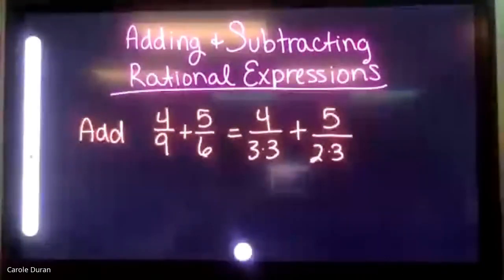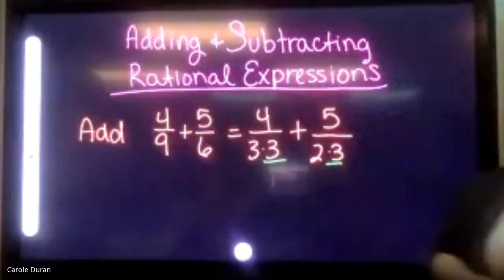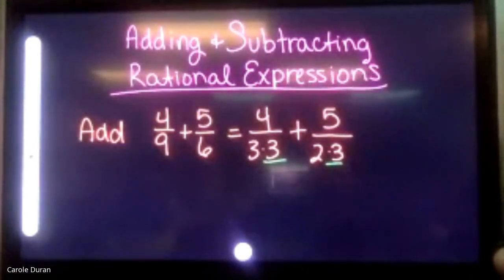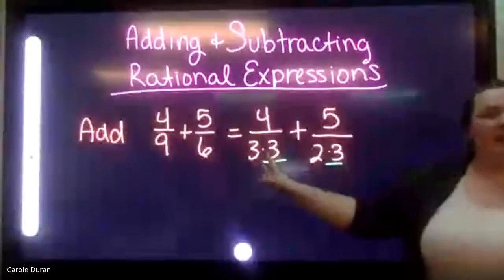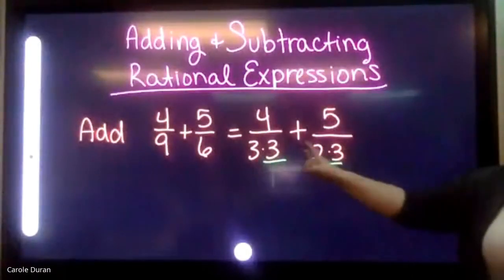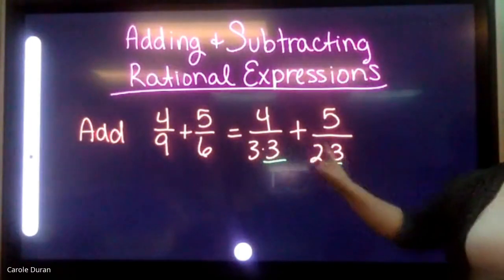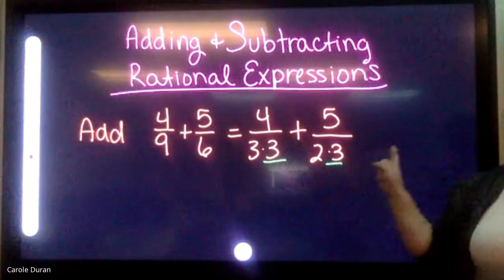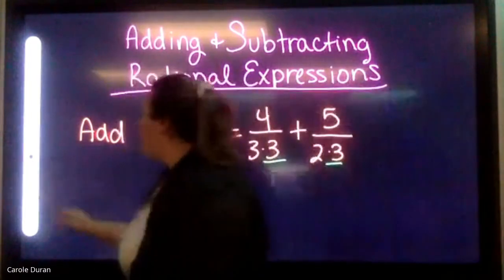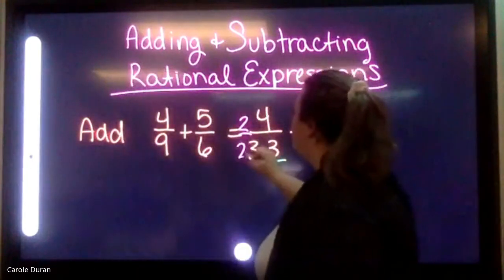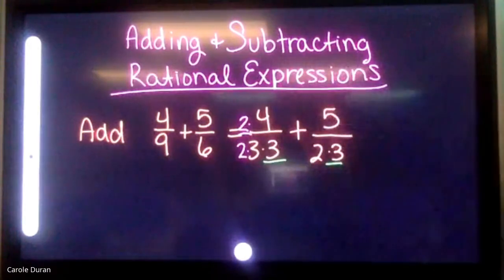So then this is where I can now create a common denominator. What do these two denominators have in common, if anything? 3. They each have a 3. So that 3 is already present in both of them, so I don't need to put it in. What is this denominator missing that this denominator has? It's missing a 2. So I need to put a 2 into this one so that I can later combine it with this one. What I do to the bottom, I also have to do to the top. So I need to put a 2 into the top and the bottom of my first fraction.